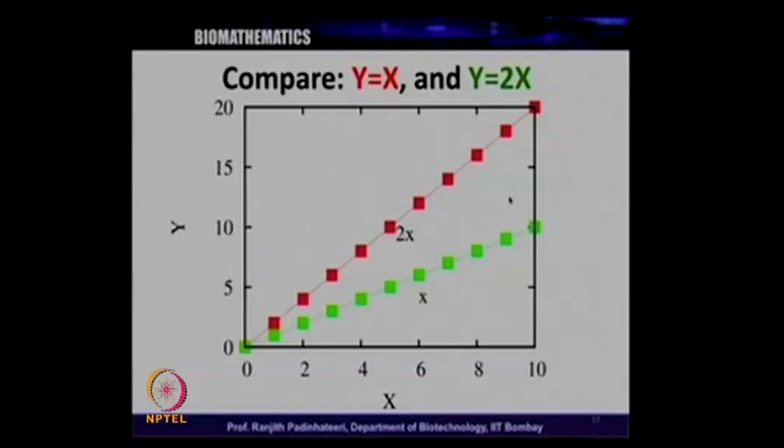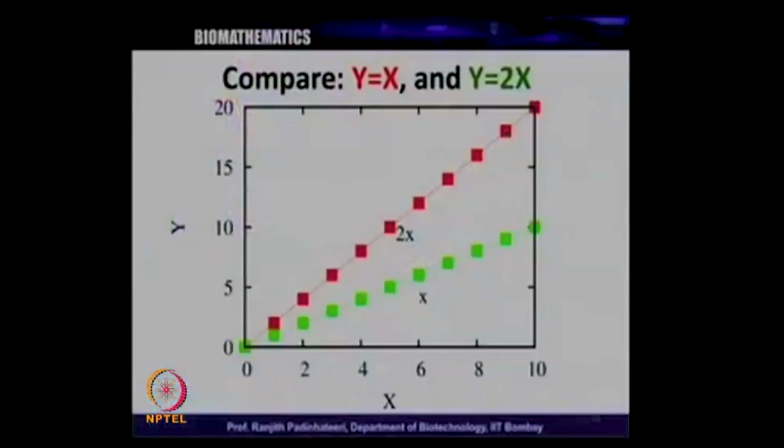So, as you can see, there is a difference. When x is 10, the y value is 10 for the y equal to x curve, and when x is equal to 10, the y value is 20 for the red curve, which is y is equal to 2x. So, as you see, the graph is marked y equal to x and 2x. You can see the corresponding x value and 2x value, and you can see that the red curve values are twice that of the green values. So, this is the basic difference.